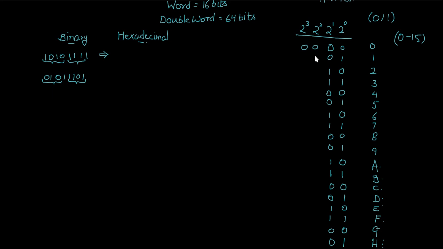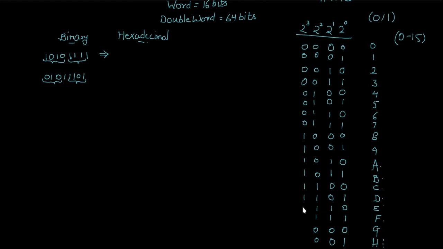And now here I will just write 0 4 times and then 1 4 times. Similarly again 0 4 times and 1 4 times. And so on. And in the last row I will represent 0 8 times, and then I will represent 1 8 times.